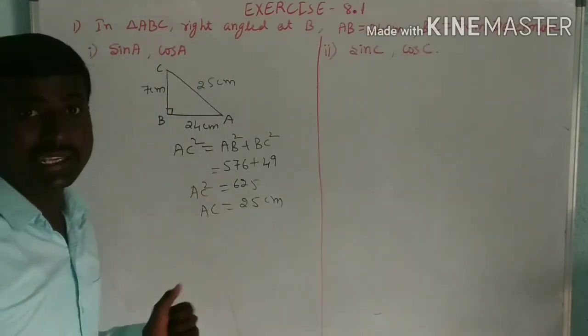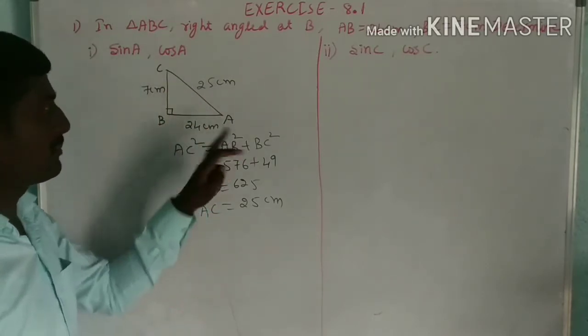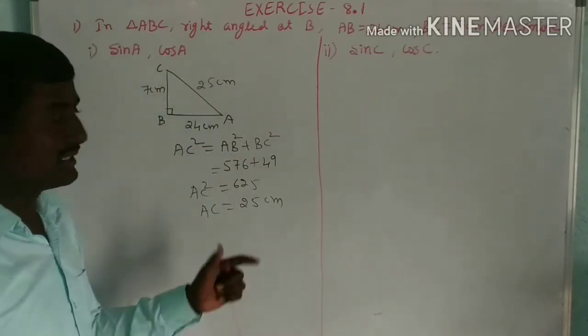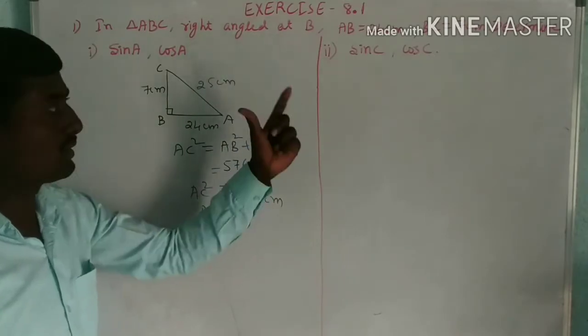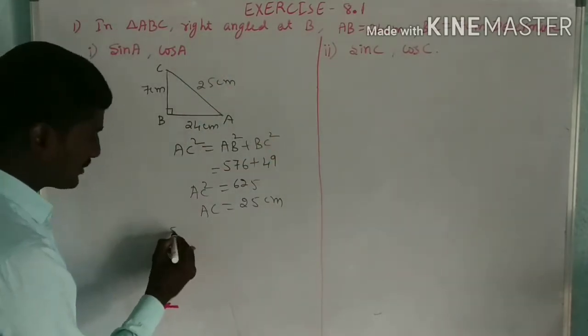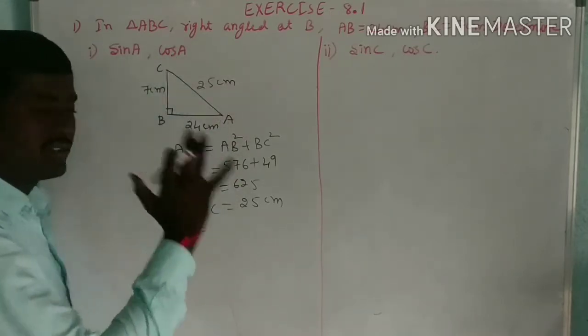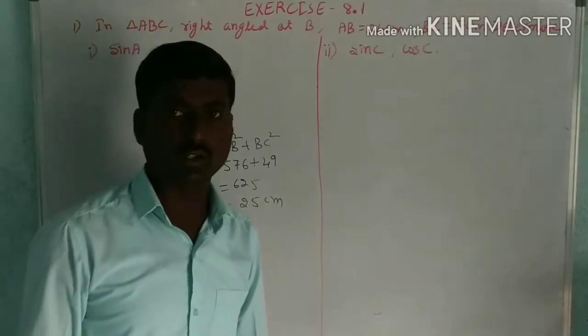Here there is no need to take K because they are given in units. So they have given BC value, AB value and AC value. They are not in a fraction. Now I want sin A. So for sin A, we know all three sides, then you can write any other trigonometric ratios.